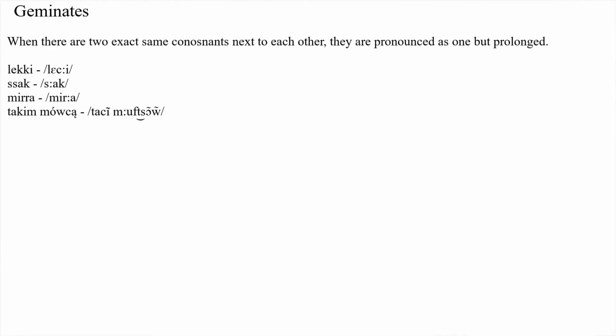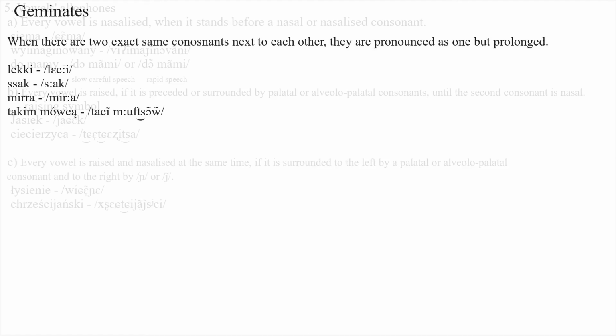Next feature, geminates. Geminates are groups of two exact same consonants pronounced as one but prolonged. And what prolonged means in that situation is that you keep your tongue at the position of a place of articulation for a second longer, as in lekki, sak, mirra, and takim mówcą.